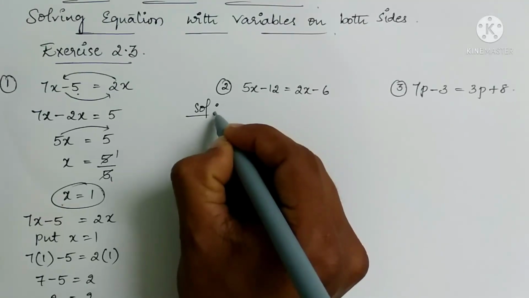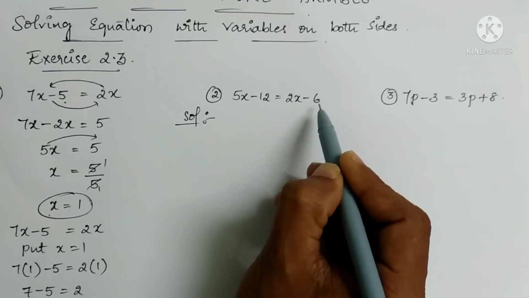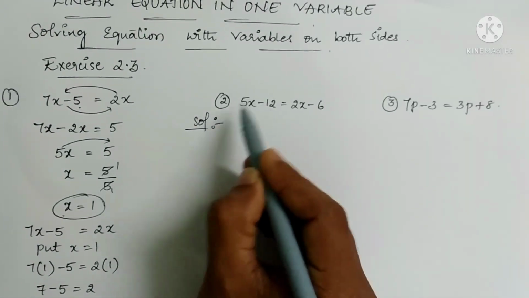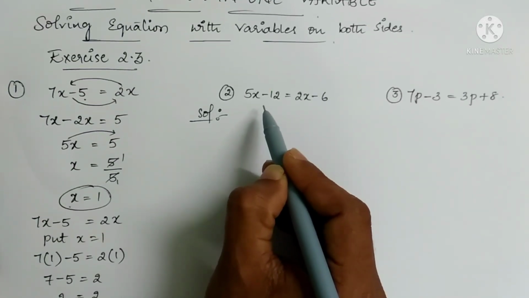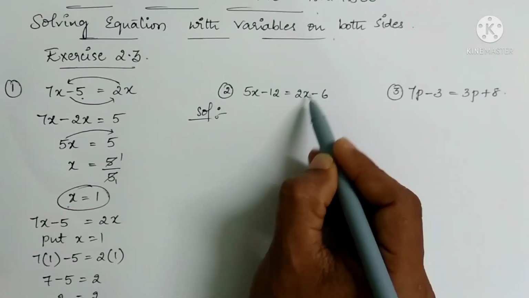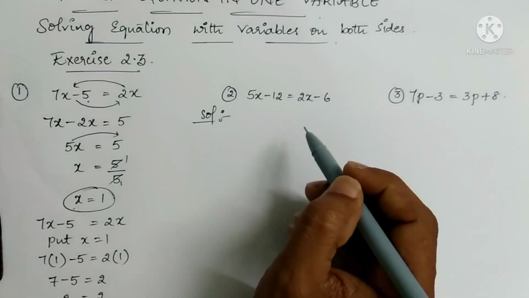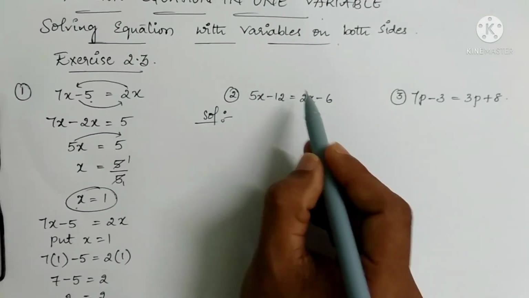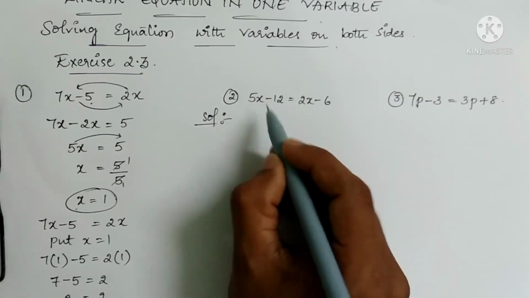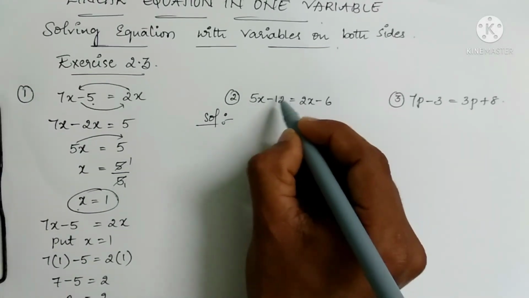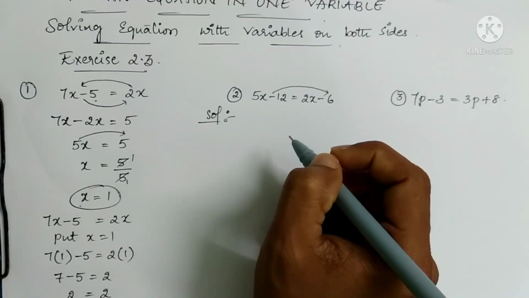What is the second question? 5x minus 12 is equal to 2x minus 6. In the LHS we have two terms: the first term is 5x and the second term is minus 12, whereas in the RHS the first term is 2x and the second term is minus 6. As we know, we transpose the variables to LHS and the constants to RHS. What is the constant on LHS? That is minus 12. Transpose this minus 12 to RHS, it becomes plus 12.